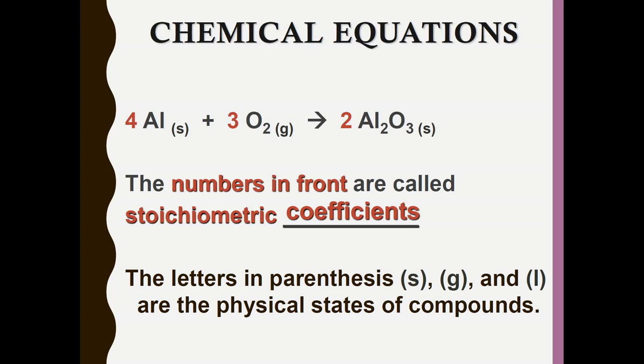And the letters that you can see in the brackets tell you what the physical state of the compound is. So for example, in this equation, S is a solid. So my aluminum is in solid form. My oxygen is in the gas form.